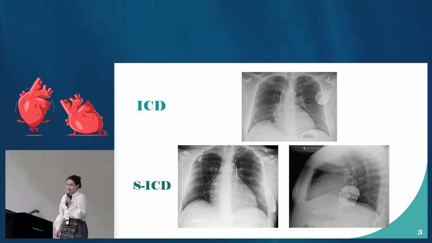On this slide, we have X-ray photos of ICD and SICD. A transvenous ICD is implanted in the left shoulder area near the collarbone. In contrast to ICD, the pulse generator of SICD is implanted on the left side of the chest next to the rib cage, just under the arm, and the lead is implanted under the skin above the breastbone.